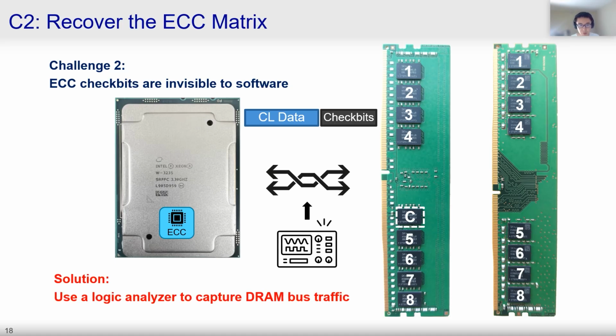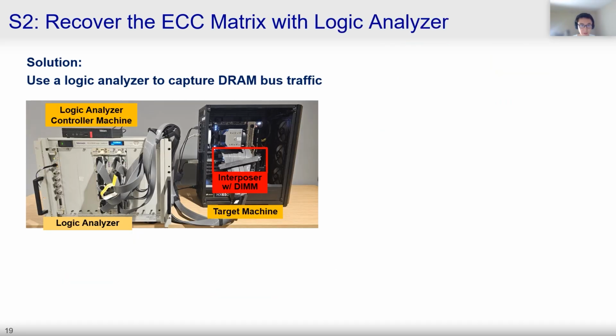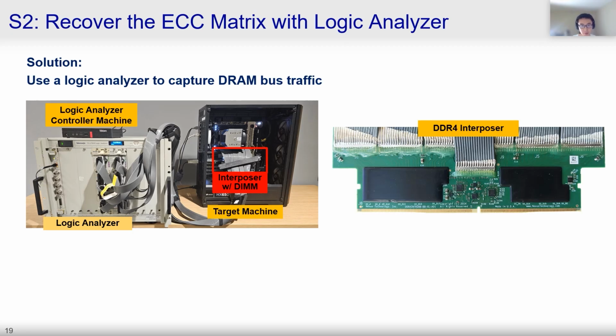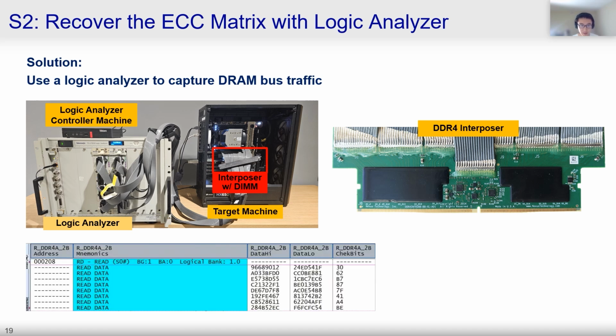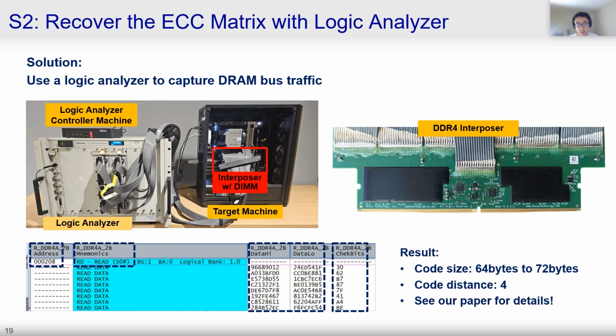Therefore, we use a logic analyzer to capture DRAM bus traffic to observe the check bits. Here's a picture of our logic analyzer setup. We use the DDR4 interposer to intercept the communication between CPU and memory. Here's an example of the data we captured. From the data, we can see the address of the command, the actual command, the data in the command, and most importantly, the check bits corresponding to the data. After we recovered the ECC matrix, we found that the code size of the ECC is 64 bytes to 72 bytes. The code distance is surprisingly low, only 4.